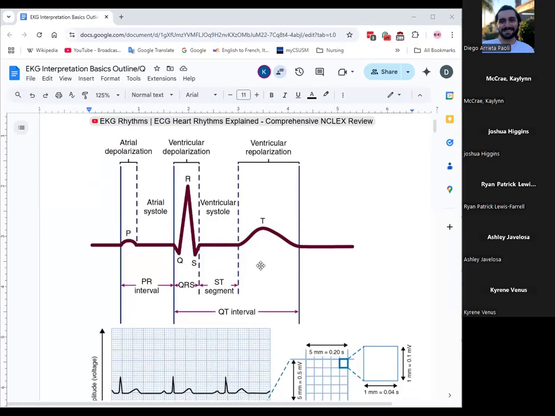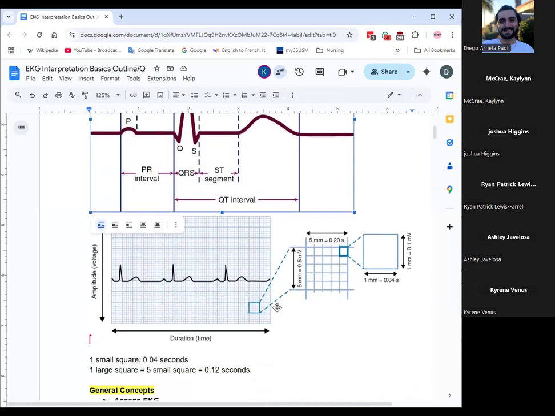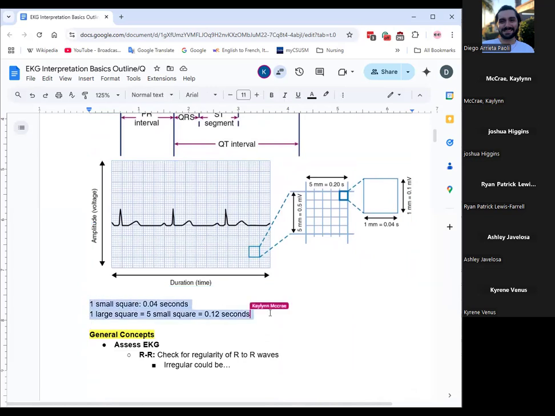Okay, so here we have, again, I'm just going to repeat it. Here we have the PQRST. This picture has everything you'll need to assess it: P wave, QRS, T wave, PR interval, QT interval. And then here you can see the breakdown of the EKG sheet.